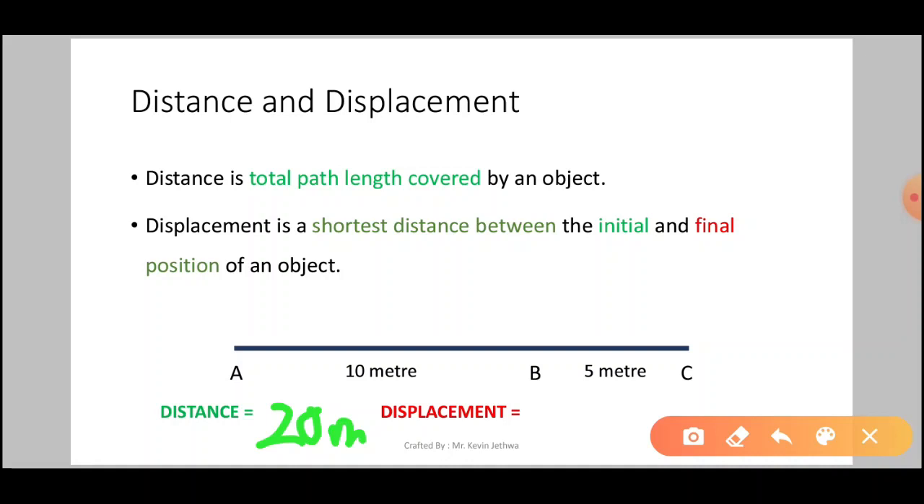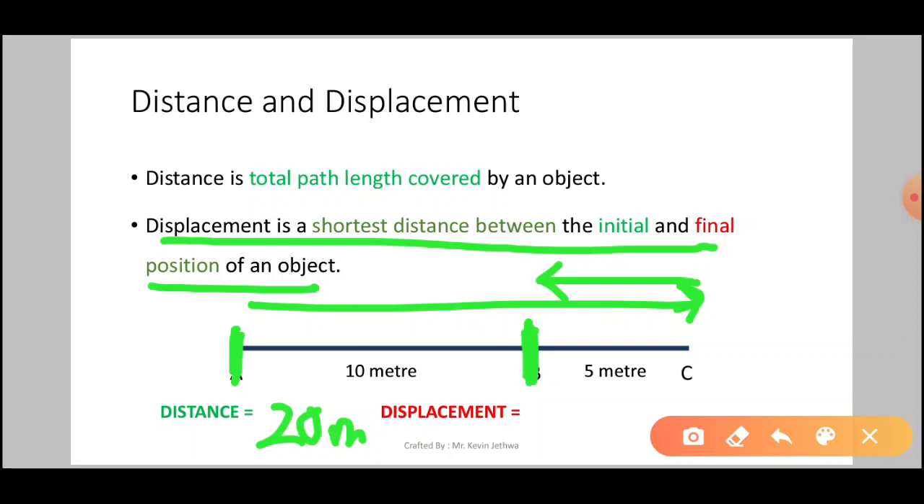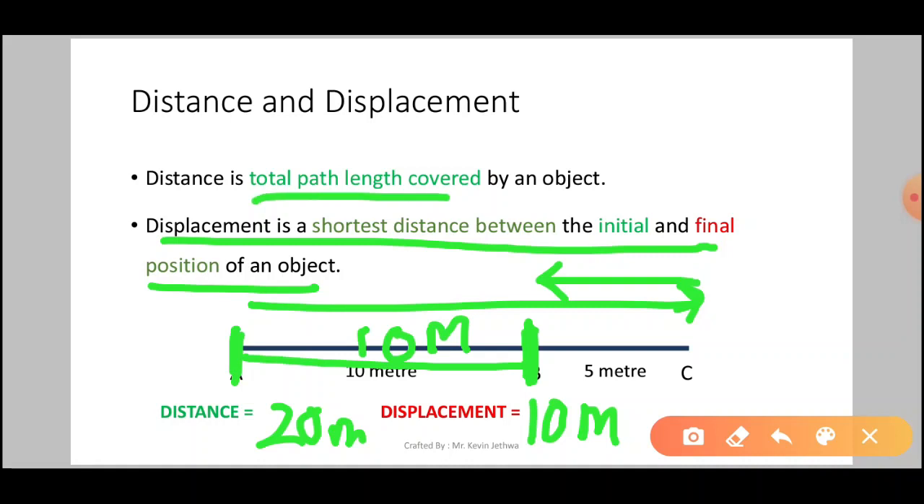Similarly, what does the displacement say? Displacement says that it is the shortest distance between the initial and the final position. Its initial position was A, then it went from A to C, and then from C to B, then the final position is B. So the shortest distance between point A and B will be the line connecting A and B, that is 10 meters. So the displacement will be 10 meters. So now we can understand how to define distance and displacement. The distance is the total length covered by an object, and the displacement is the shortest distance between the initial and the final position of the object.